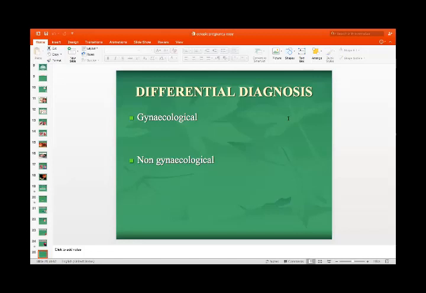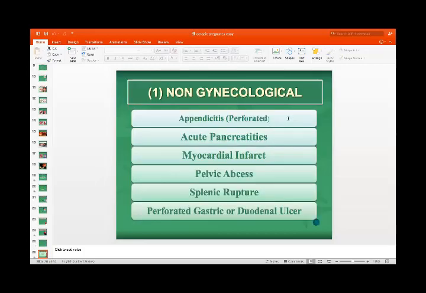So what is the DD, differential diagnosis? It may be gynecological or non-gynecological. In non-gynecological, it is appendicitis, acute pancreatitis, myocardial infarction, pelvic abscess, splenic rupture, or perforated gastric or duodenal ulcers. They will all lead to acute abdomen.